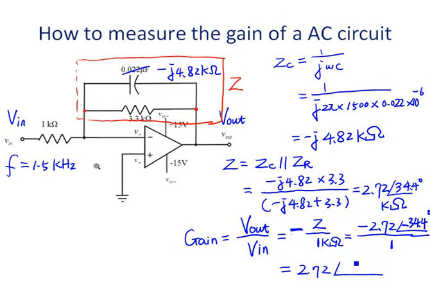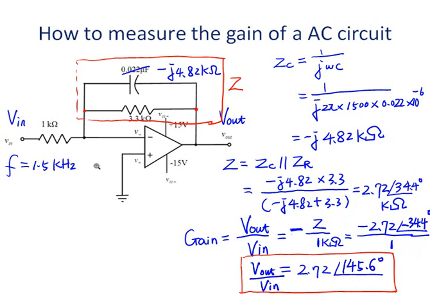I made a mistake here. So the impedance should be at negative 34.4 degrees. Here, negative 1 is really 180 degrees. So we got output voltage over input voltage in polar form as 2.72 at 145 degrees. That is the gain of the circuit in the phasor domain.